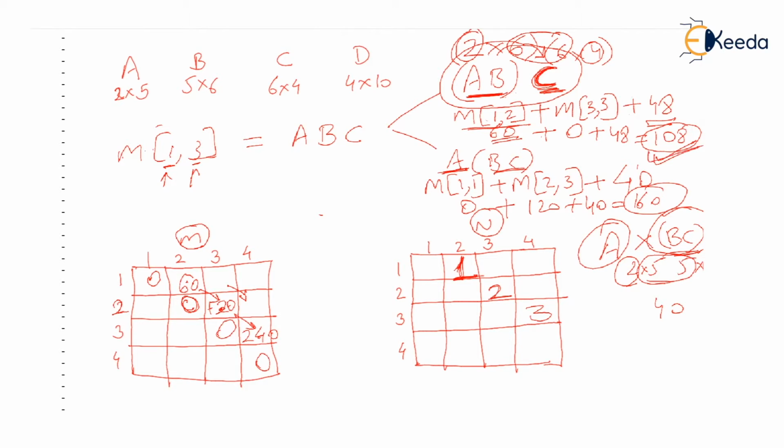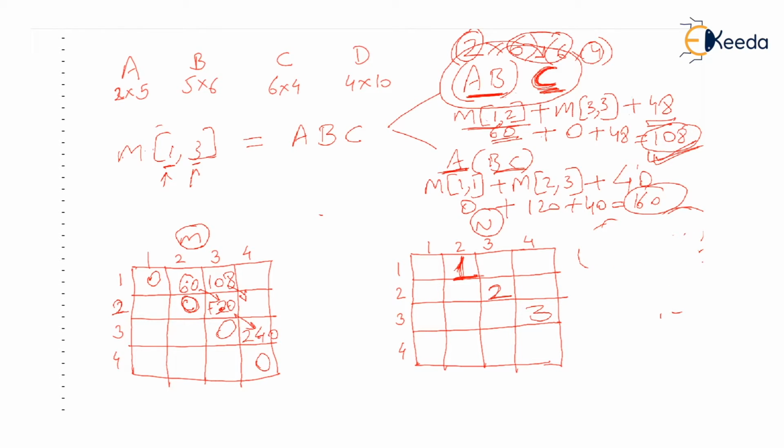So I am filling 1 to 3 as 108. And you observe this result 108 we got by doing AB multiplied with C. So the cut was at B. I will write it again here in short. Just check. I am removing this rough work.